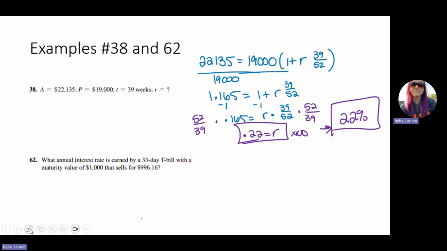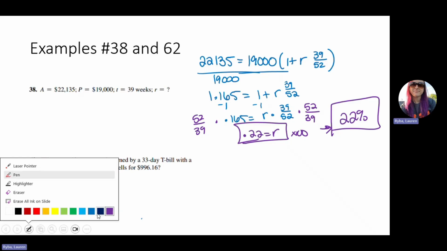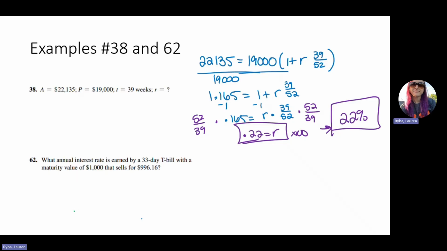But last one says, what annual interest rate is earned on a 33-day T-bill with a maturity value of $1,000 that sells for $996.16? Basically, what this means is you buy it for $996.16, and 33 days later, it's now worth $1,000. So you gain about $4 in interest. That's what this is saying here.